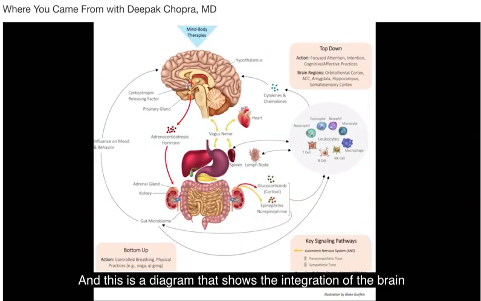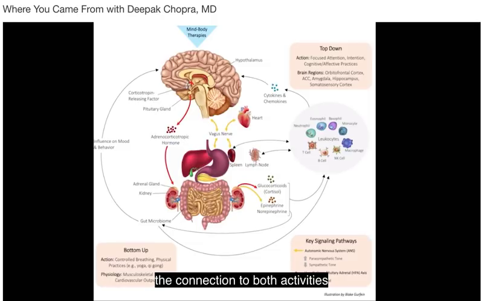And this is a diagram that shows the integration of the brain to consciousness, to the endocrine system, to the limbic emotional brain, through the vagus nerve, the connection to both the activities of the autonomic nervous system.